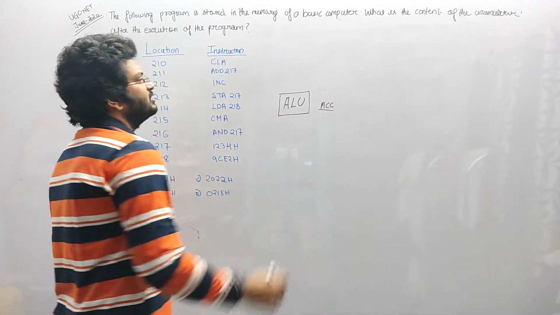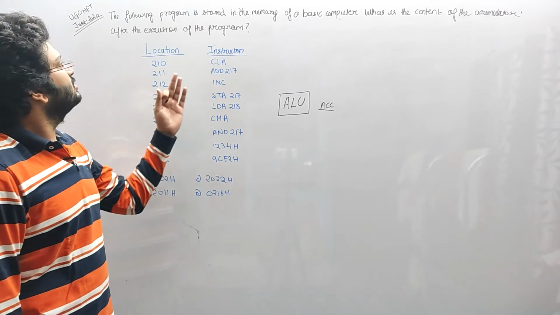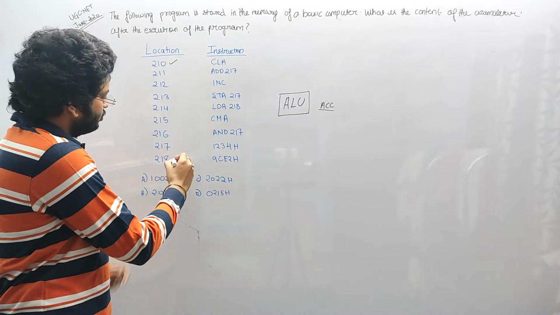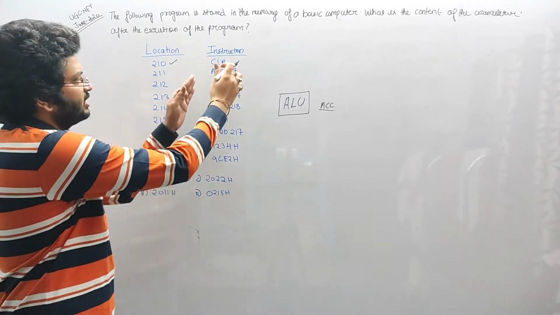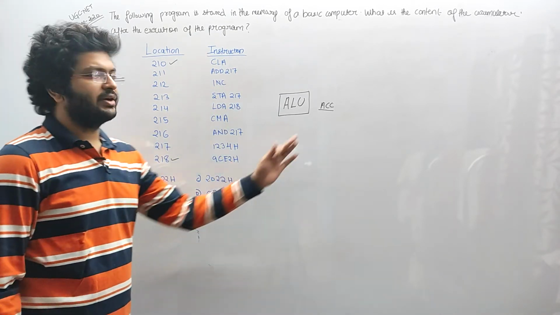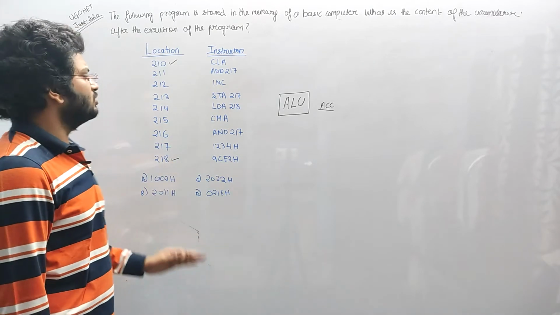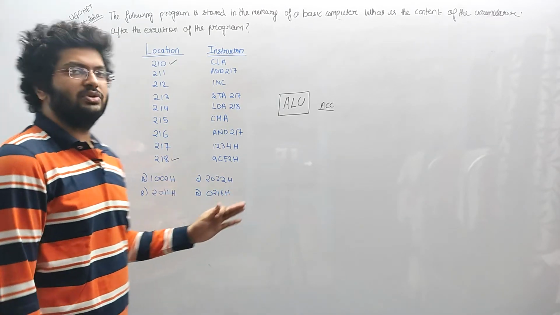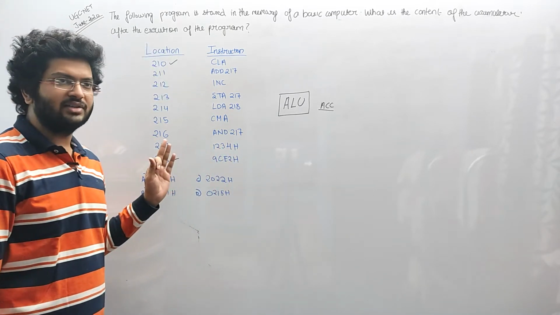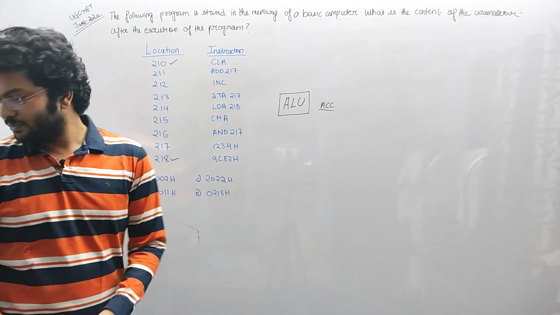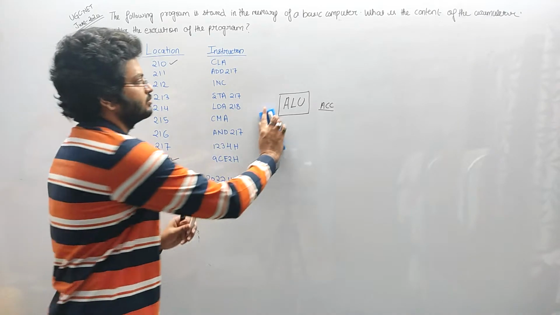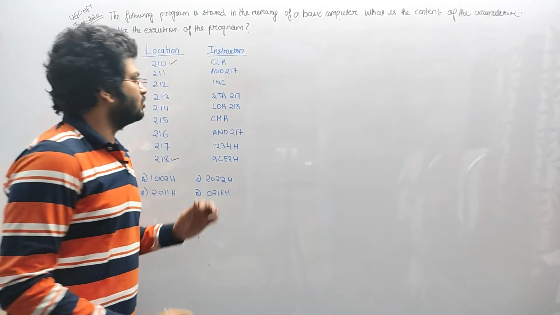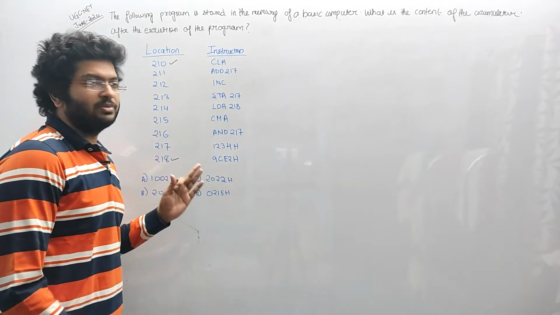These intermediate results are stored in a register called the accumulator. They are asking, after the execution of all these instructions from 210 to 218, what is the content of the accumulator at last? This is a very important type of question. From the last 2 to 3 years, this type of question has been asked. So now let's solve it. Consider carefully.